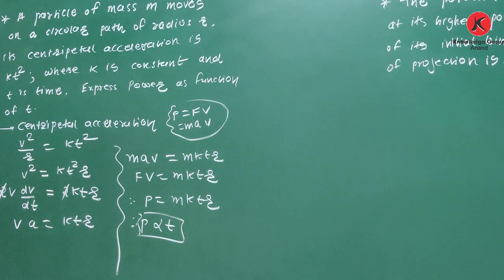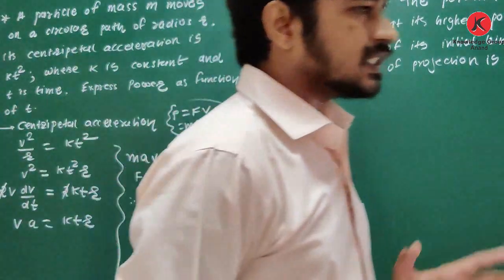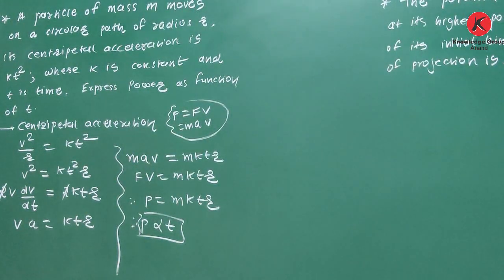Clear about this? So yes, again it is one question which is based on relation. Again, how to find centripetal acceleration? v square upon r is equal to kt square. v square, it is 2v dv upon dt. Clear about this? Okay, so yes, it is one question which is again based on relations.